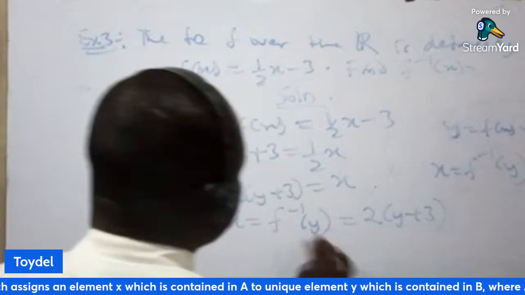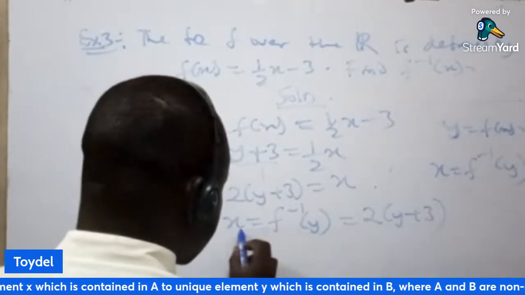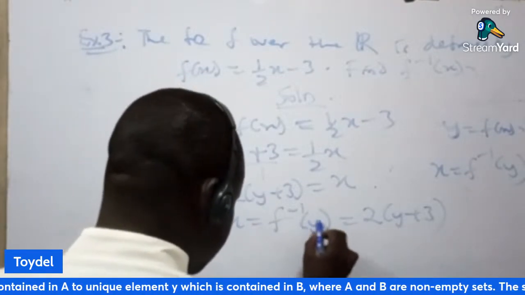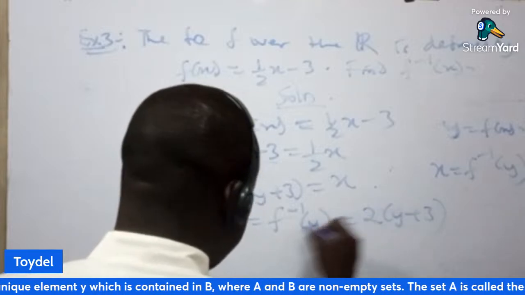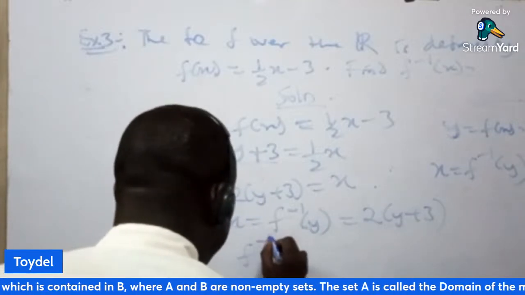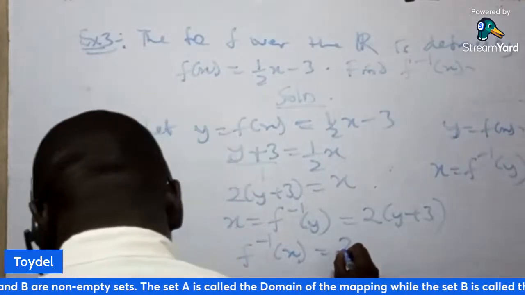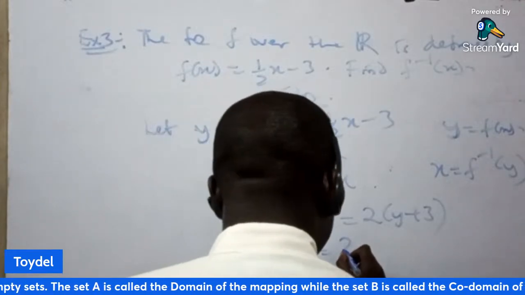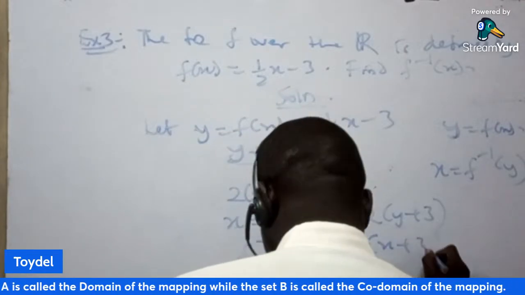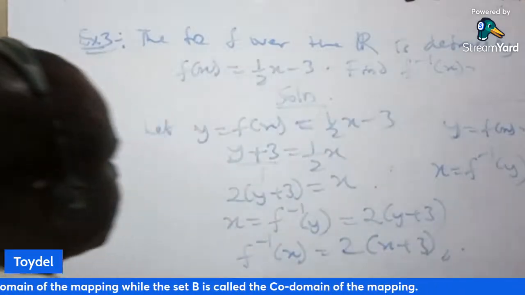But if I now want to perfect everything, I can replace y with x wherever I have y here, so that I can have f inverse of x to be equal to 2 into bracket x plus 3. And that will be the answer.